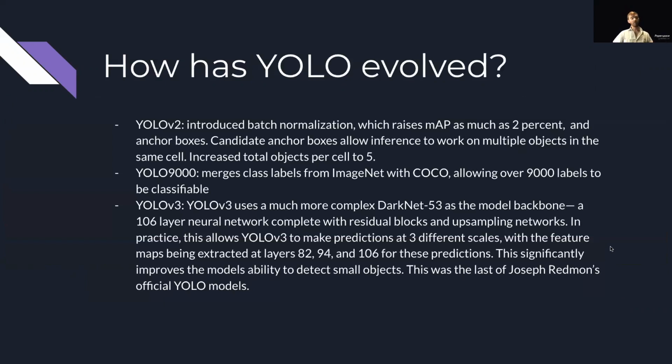This significantly improved the model's ability to detect small objects, and I neglected to put this in, I'm sorry, but it also reduced the number of objects it could detect per cell. That is the S by S cells in grids, down from 5, like in YOLOv2, down to 3. That trade-off was considered acceptable because the performance wasn't reduced significantly, and it was able to detect on much smaller objects. This was the last of Joseph Redmond's official YOLO models.